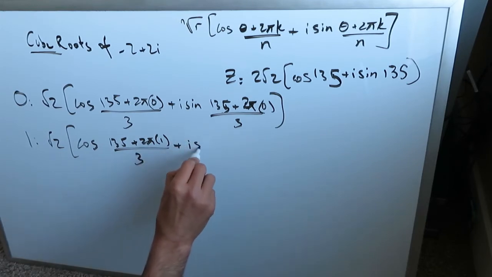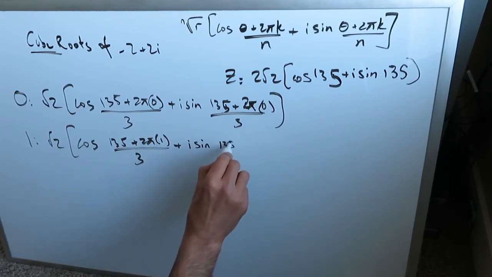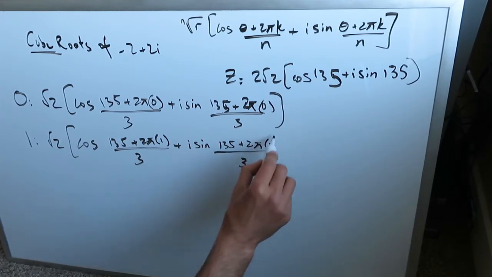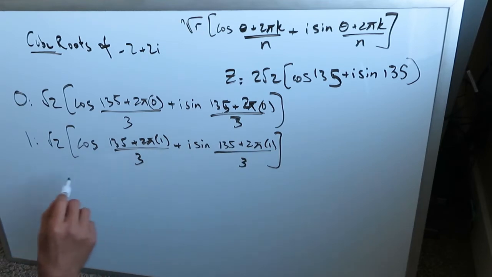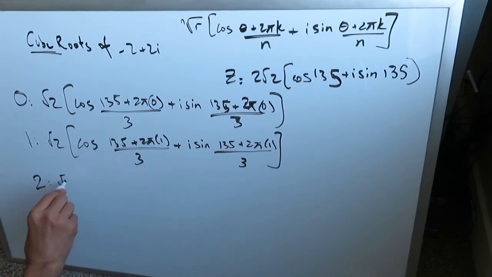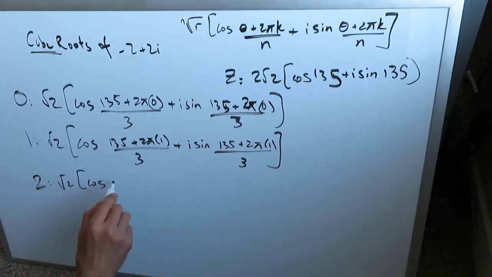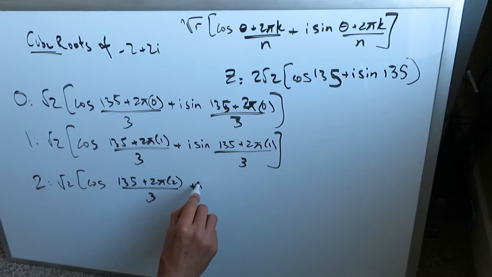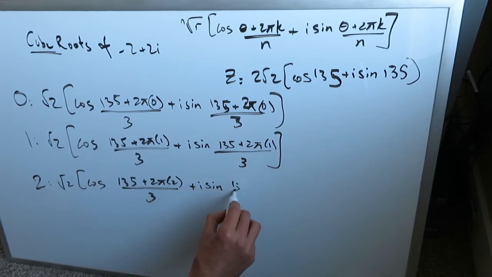3, plus i sine of 135 plus 2 pi times 1 over 3. Last k value, because it's n minus 1, 3 minus 1 is 2, so we'll end up at 2: root 2 cosine of 135 plus 2 pi times 2 over 3, plus i sine of 135 plus 2 pi times 2 over 3.